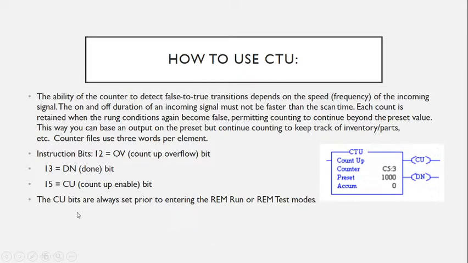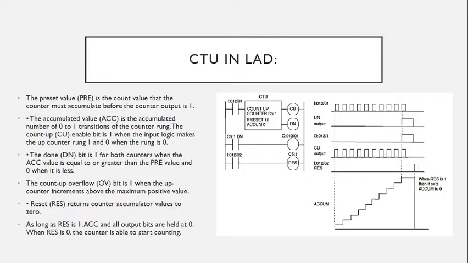So these are the most important things that we need to take care of when we are using it. The CU bit, the enable bit, is always set prior to entering the REM run or REM test mode. You know what that is, right? The run mode and the test mode. So we should put everything properly before we go to run. We already know that.